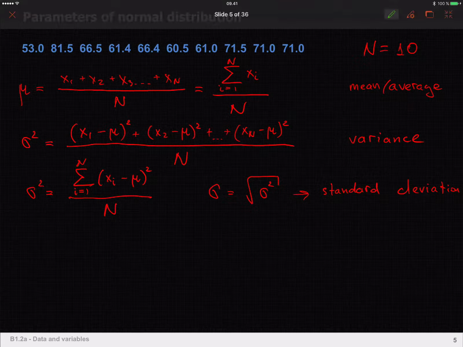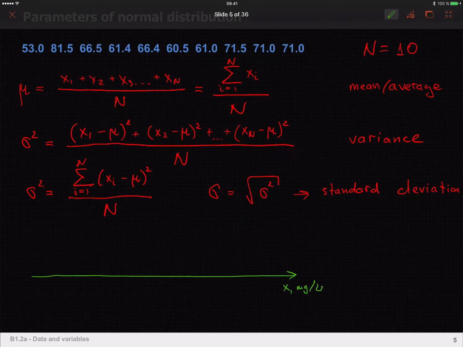Okay, so let me show you an example. Let's take these values. So this is my x value, the concentration in milligrams per liter. So we have, for example, 50 here, 60 here, 70 here, and 80 here. We have the middle points, 55, 65, 75, and somewhere here it's 85. Okay. Now the values, we have 53, we have 81.5, we have 66.5, somewhere here.